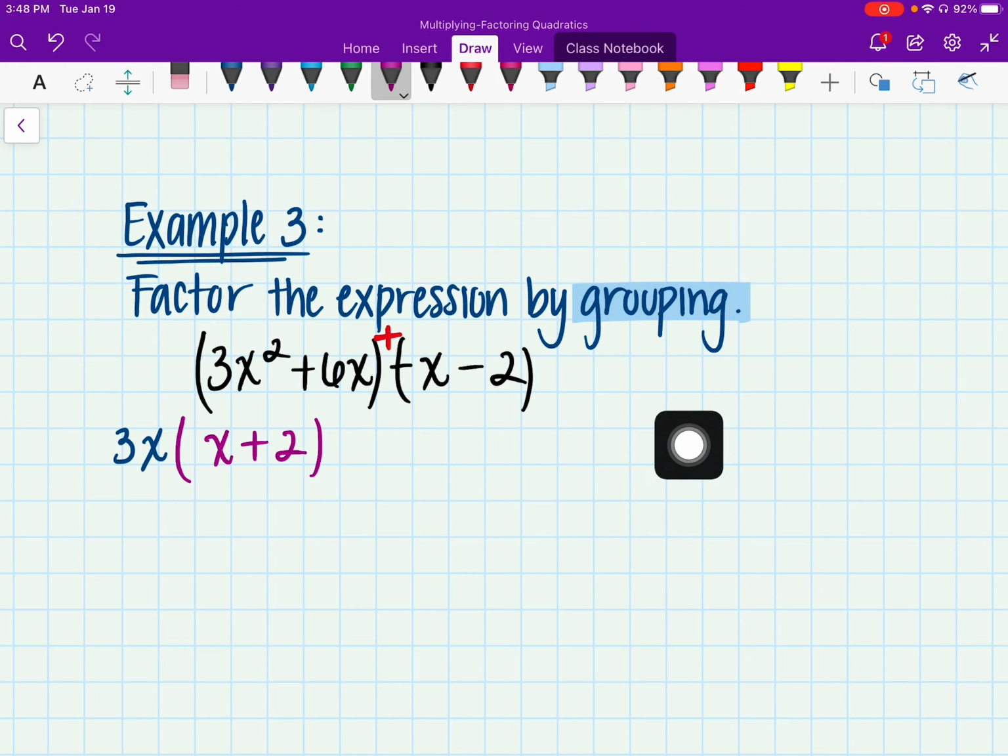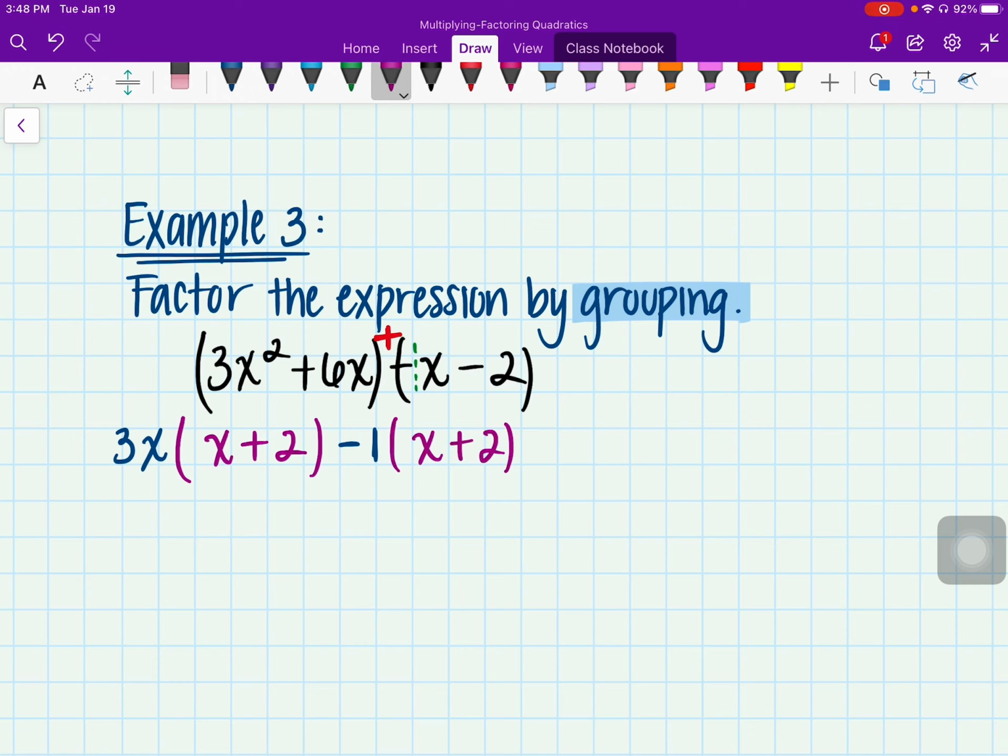Now, let's take a look at the second group here, guys. We have a negative x and a negative 2. There is a number in front of our negative sign. It's actually an imaginary 1. And in this case, since my goal is to leave the x alone, I'm going to factor out a negative 1 from each of the terms here. So I have a negative 1 in front, and I'm going to open my parentheses. Inside, I have left an x plus a 2.